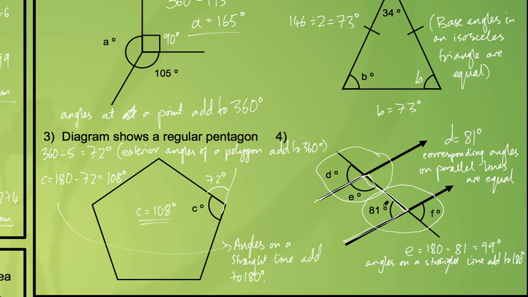And finally, F is 81 because it is vertically opposite that one. So F equals 81 degrees because vertically opposite angles are equal. Vertically opposite is just what we call them. Whenever they are either side, like opposite sides of a junction, we call those vertically opposite angles. This is also vertically opposite to that angle, so anything across that junction of 2 lines.